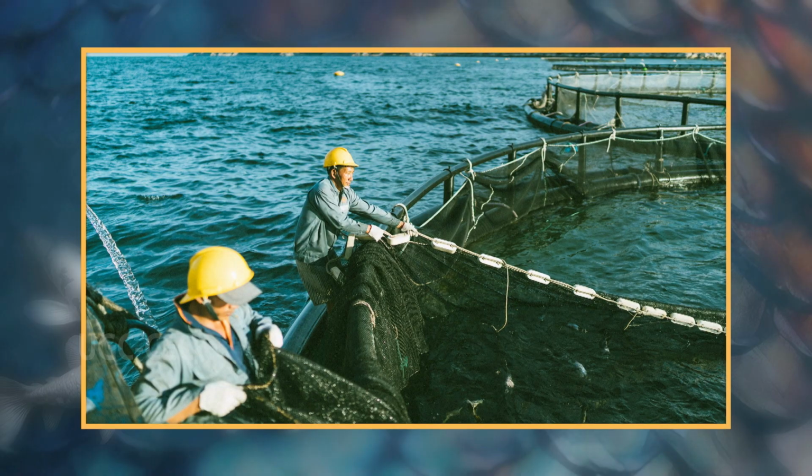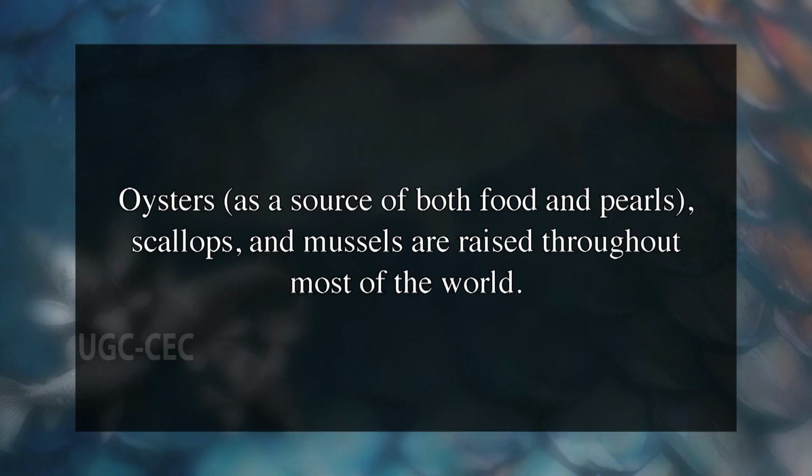Ocean ranching by governments is intended to restock lakes and oceans. The young fish are bred in the controlled environment and when sufficiently mature are released into the open sea. Oysters, as a source of both food and pearls, scallops and mussels are raised throughout most of the world. Carp, trout, catfish and tilapia are also widely raised. Experiments with ocean ranching in the late 20th century led to the economically successful aquaculture of lobsters.